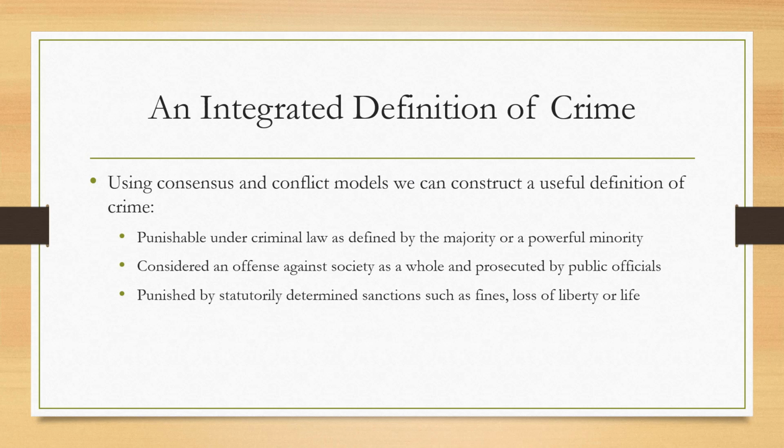Okay, the integrated definition of crime. Using the consensus and the conflict model, we can construct a useful definition. Crime is something that is punishable under the criminal law as defined by a majority or powerful minority. It is considered an offense against society as a whole and is prosecuted by public officials or the state. It is punished by a statute determined by things such as fines, loss of liberty, jail, or taking your own life, capital punishment.